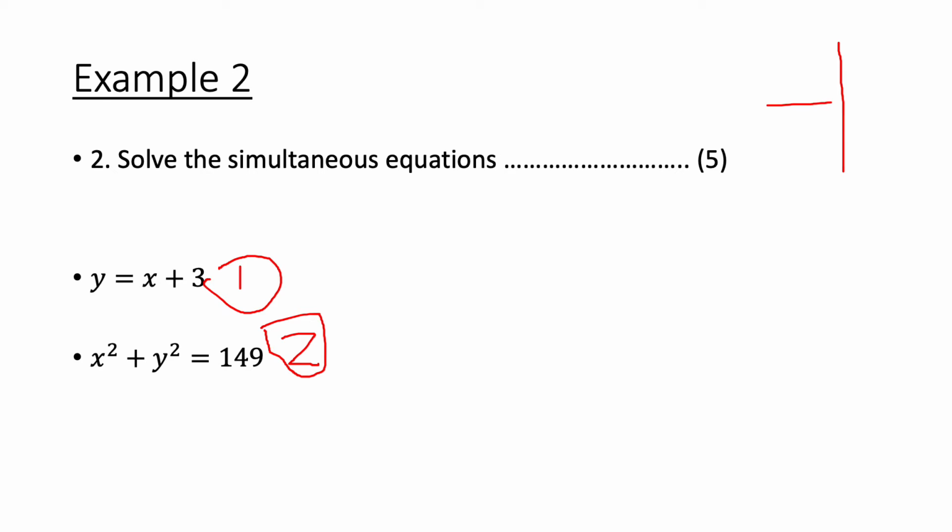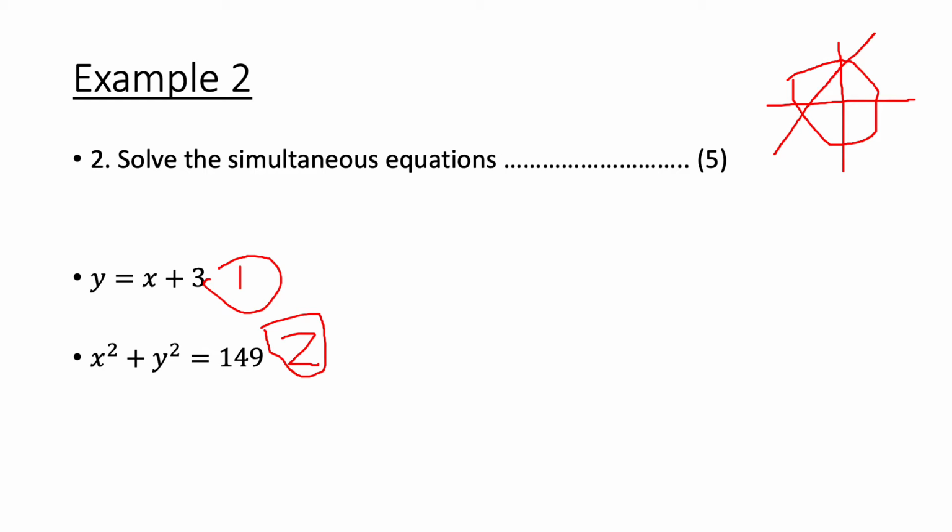It isn't going to be drawn exactly, but it's going to look something like that. We're going to have 2 points where it crosses. This time I'm going to substitute equation 1 into equation 2, because I've got y equals and then I've got a y squared here.